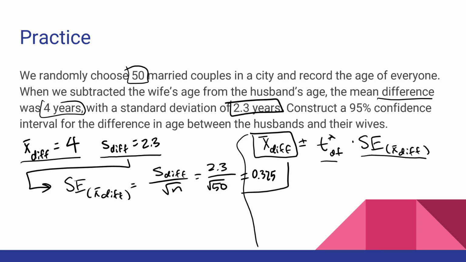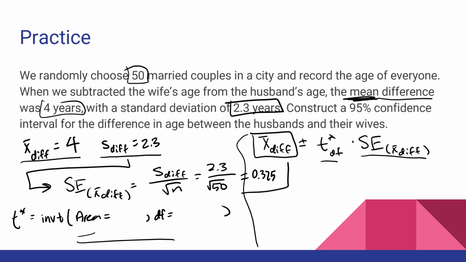Now all we need is our t-critical value. For our t-critical, we need the calculator again, and we use the inverse t function, because here we are talking about means. So inverse t, we put in an area, and then we put in our degrees of freedom.